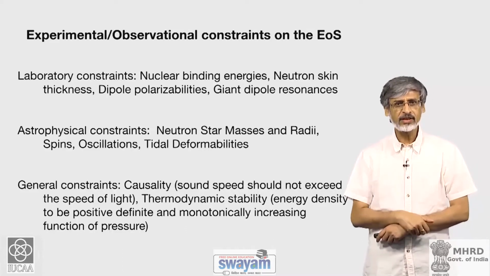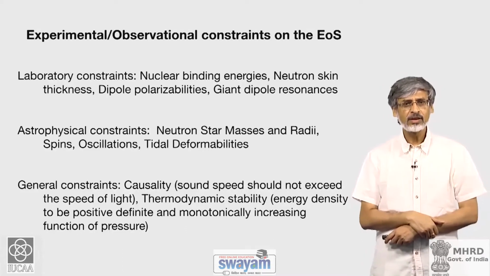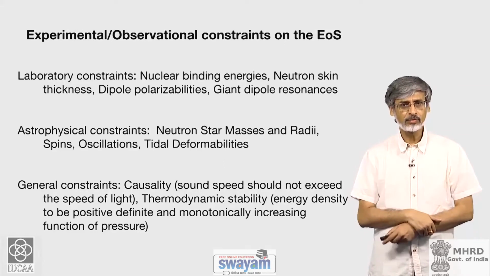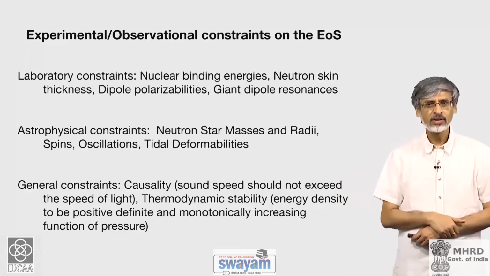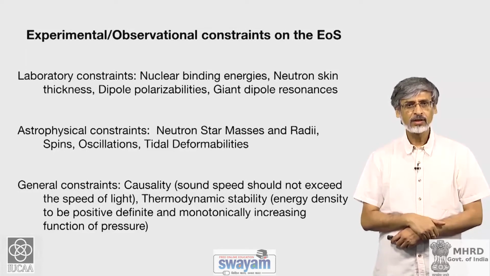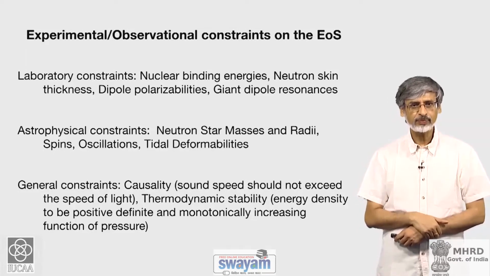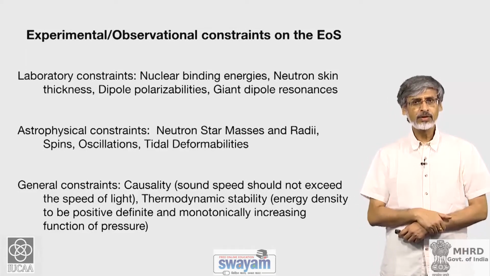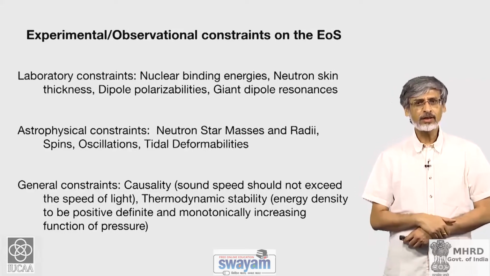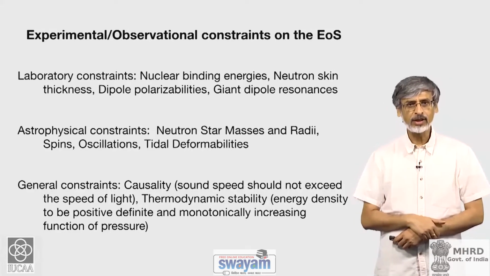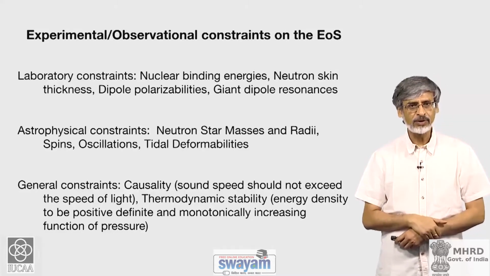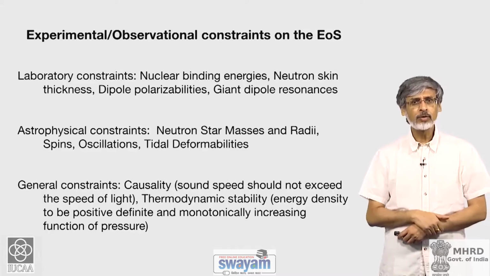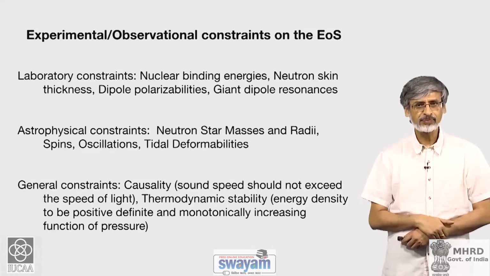For example, causality, that is the sound speed in the material should not exceed the speed of light. So, when you construct an equation of state by extrapolation from laboratory knowledge, this constraint must be kept in mind. The equation of state of matter should be such that the matter itself is thermodynamically stable, which means energy density will be positive definite and it should be a monotonically increasing function of pressure.